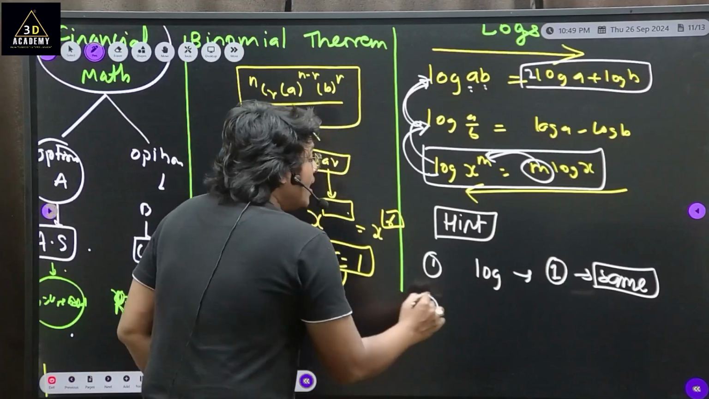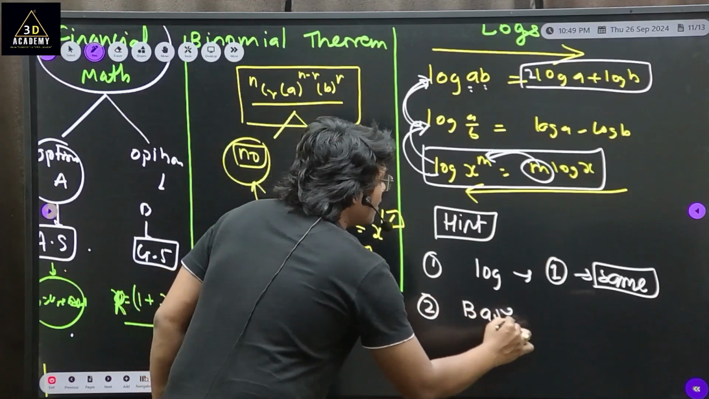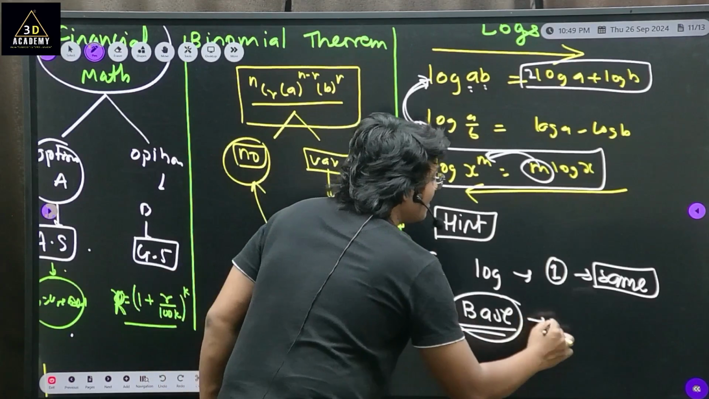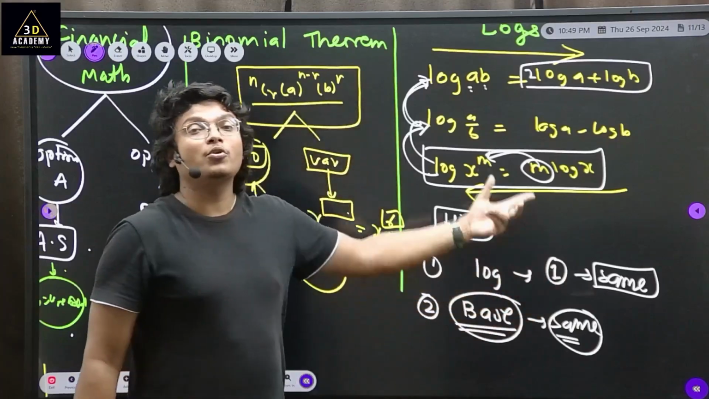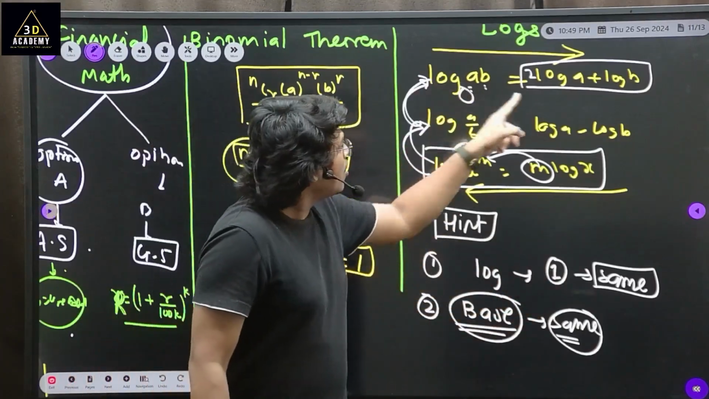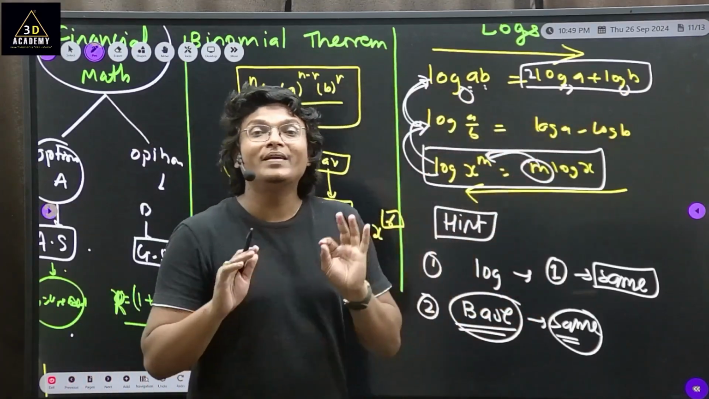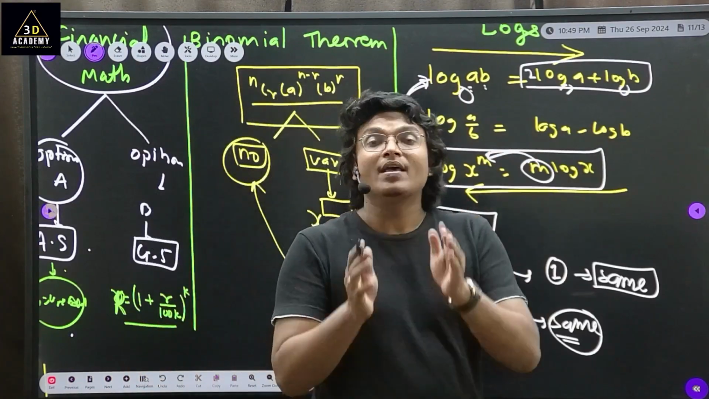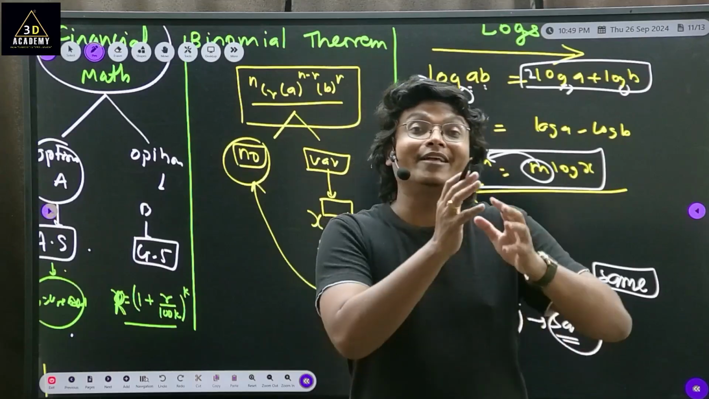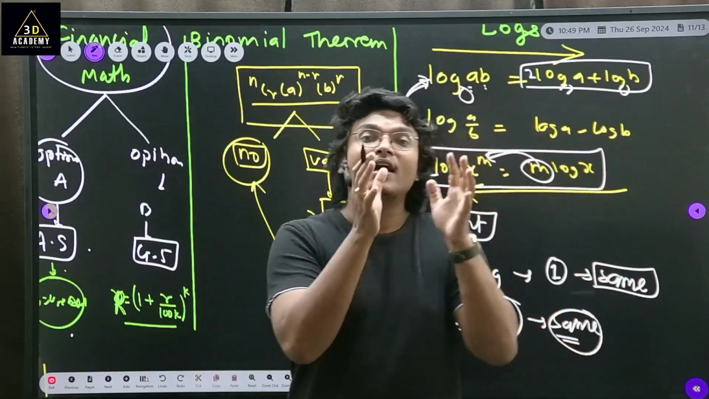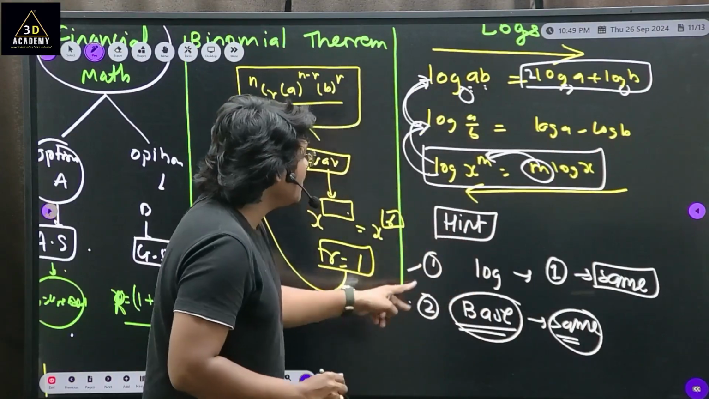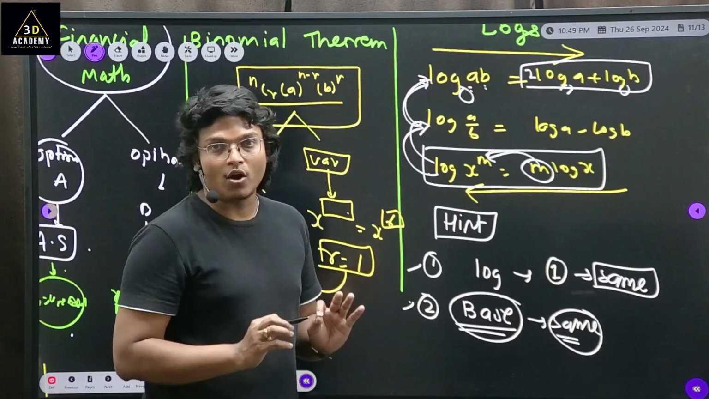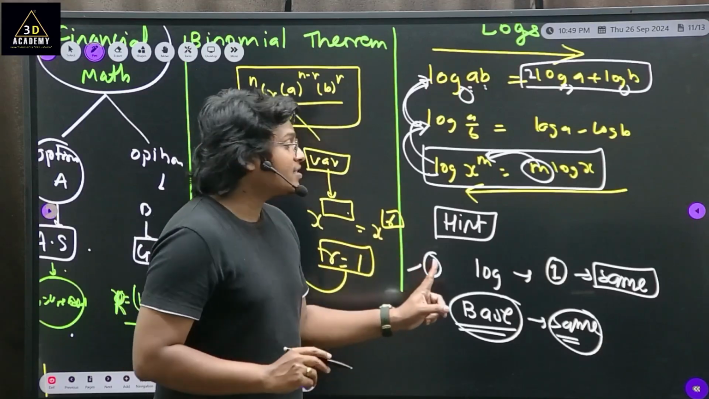Second, if you have been given more than one log, check whether their bases are the same or not. If their bases are not the same, again you cannot use any of the properties, because in logs you need their bases to be the same. If their base is not the same but they are in multiple or exponential form of each other, then convert them to exponential form and then simplify. These two hints will help you solve the maximum questions in logs. Getting it? What is the first hint?